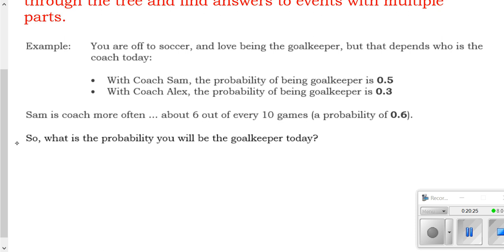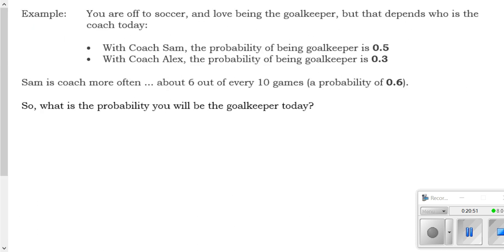But it's also the case that they aren't coaches the same amount. Sam is more frequently the person who's coaching the game, and Alex is a little less frequent the coach for the game. We want to know the overall probability that we get to be goalkeeper today. I'm not sure if these are interrelated or not. It doesn't say independent, it doesn't say dependent. I'm not quite confident, but I'm confident that I can make a tree diagram of what's happening. There are basically two things that have to happen. We have to figure out who's coaching, and then given who's coaching, we have to figure out the likelihood of being a goalie.